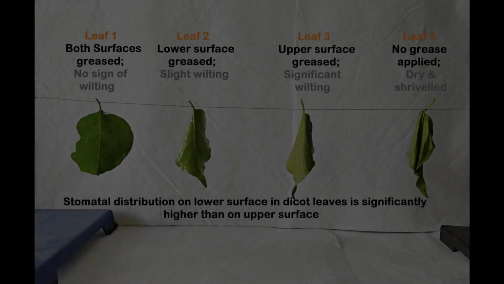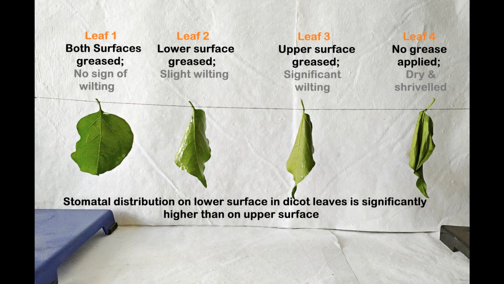From this simple experiment, one can conclude with a certain level of confidence that those leaves whose lower surface have been greased remain almost fresh and intact, showing that they haven't carried out transpiration much. This goes to prove that most of the stomata through which transpiration takes place in the dicot leaves used in this experiment are distributed on their lower surfaces.